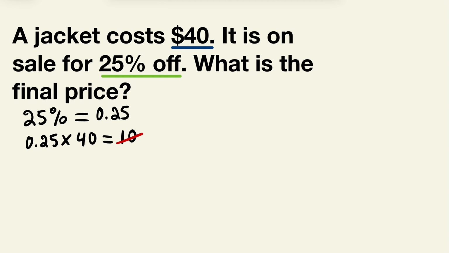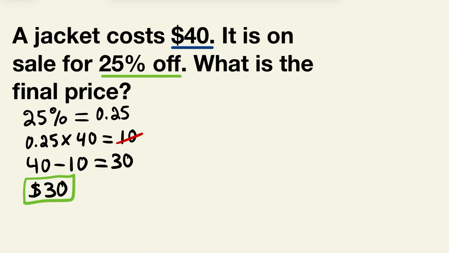So, what we need to do in order to find the final price is subtract 10 from the original price of $40. So, we have 40 minus 10 equals 30. So, that means $30 is the final price, final answer. Okay, so a tip here, anytime you see percent off, find the percent, then subtract.